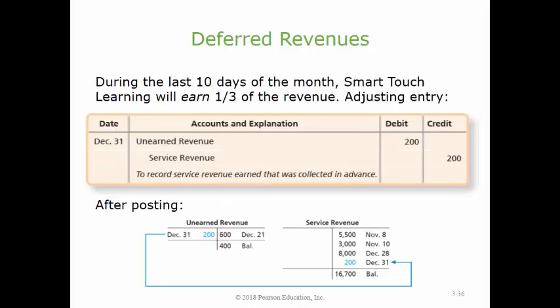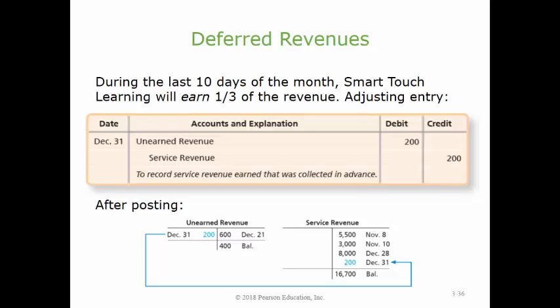During the last 10 days of the month, December 22nd through December 31st, Smart Touch Learning will earn approximately 1/3, 10 days divided by 30 days, of the $600, or $200. Therefore, Smart Touch Learning makes an adjusting entry to record earning $200 of revenue.